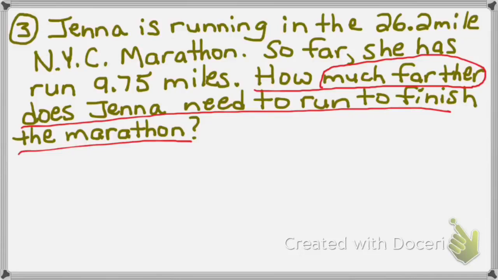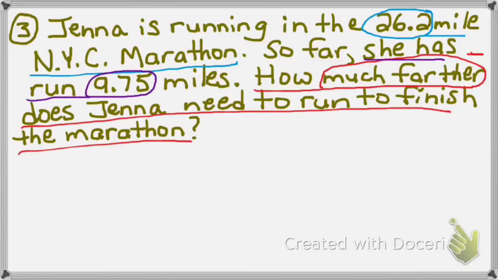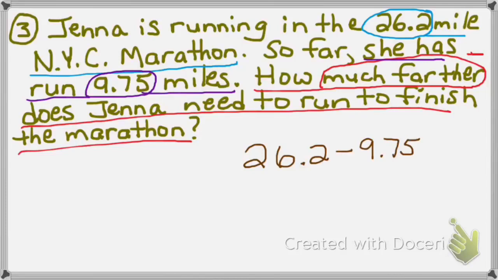Well, some of the keywords, how much more, how much less, how much farther, how much longer, those are all keys to tell us that this is a subtraction problem. What do I know? I know the total of the marathon is 26 and 2/10 miles. I know she's already run 9 and 75 hundredths miles. So I have the total, and I have a portion that I'm going to take away from the total. That's how I'll find what's left over. So I have my 26.2, which was my total, take away 9.75, which is what she already ran, and that's how I'll figure out what she has left to run.